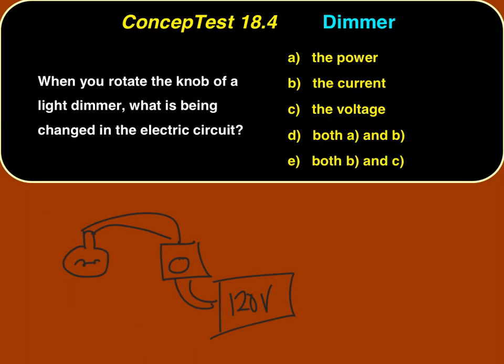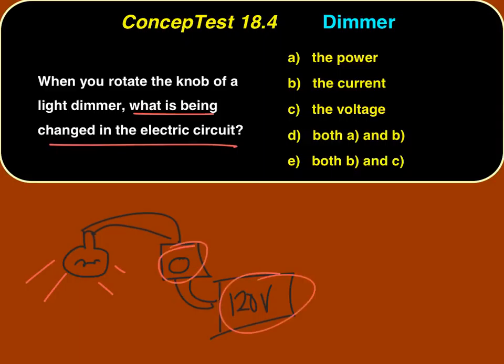Alright, when you rotate the knob of a light dimmer, so here's my diagram of a light dimmer. It's hooked up to the wiring in the house, which is 120 volts, and here's the light bulb, which goes from bright to dim. So what is being changed in the electrical circuit? The voltage stays the same.